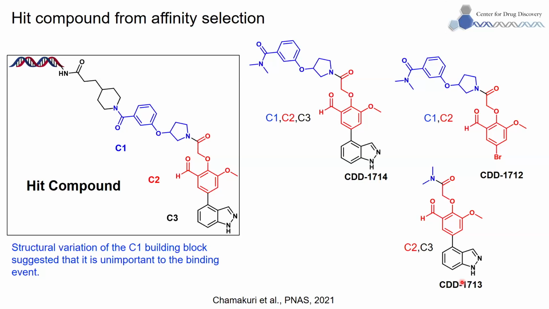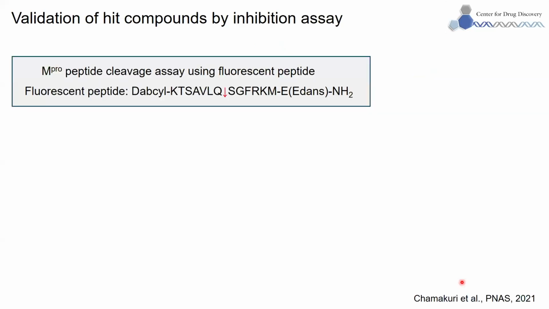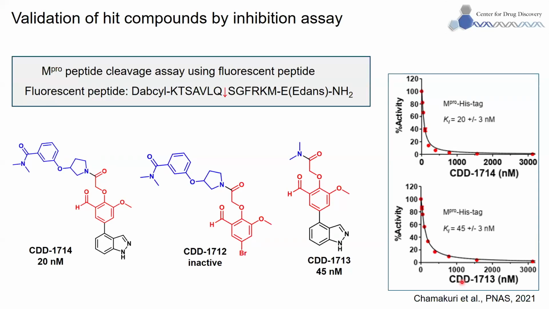So after getting these compounds synthesized off DNA, we validated them biochemically using a fluorescent peptide assay. And you see CDD1724, which is the full length compound, showing around 20 nanomolar IC50. This is right after the DEL selection. There's no other medicinal chemistry, just whatever we pulled down in the DEL selection and synthesized with no DNA tag, and validated an IC50 of 20 nanomolar.